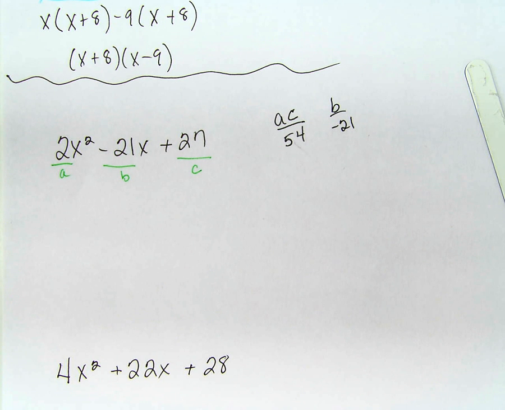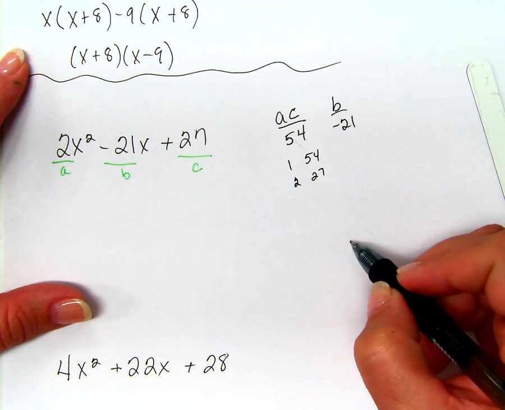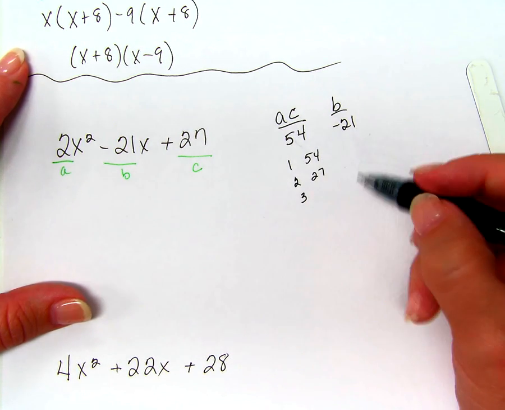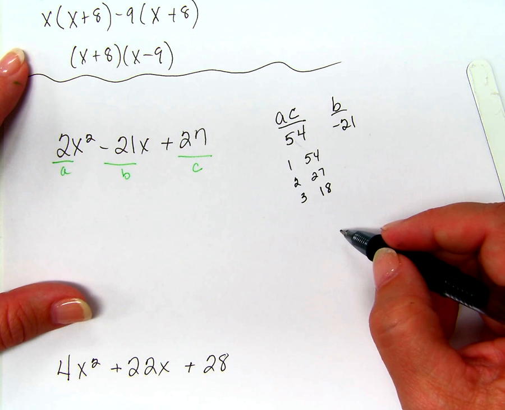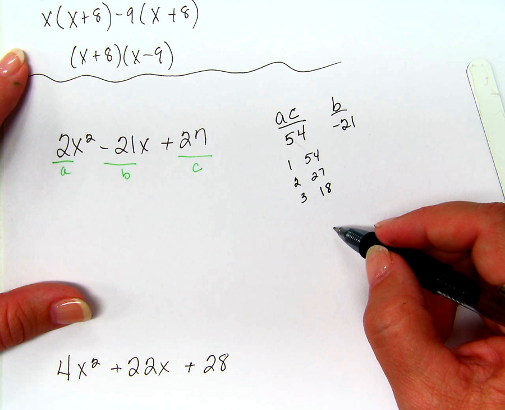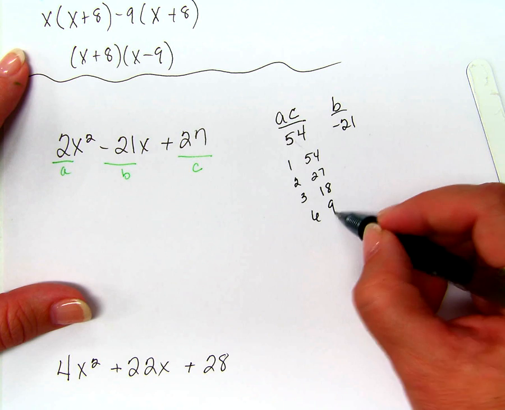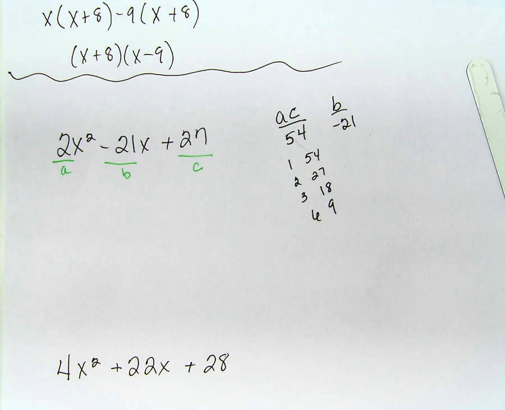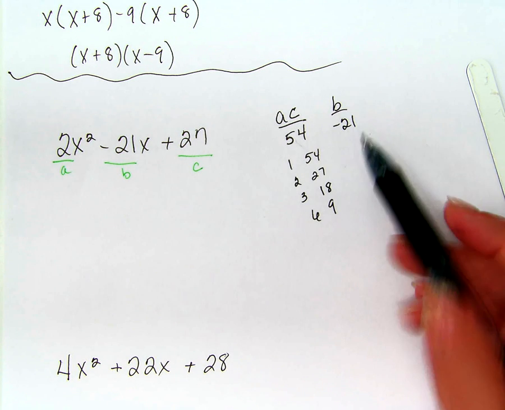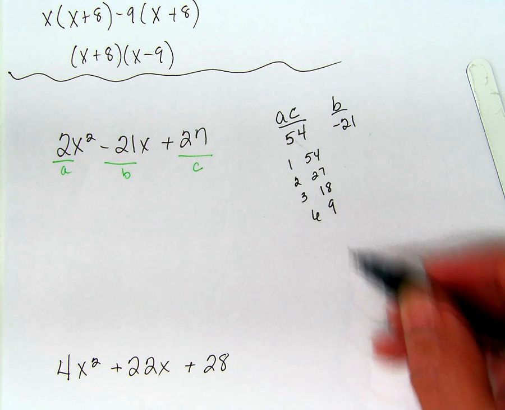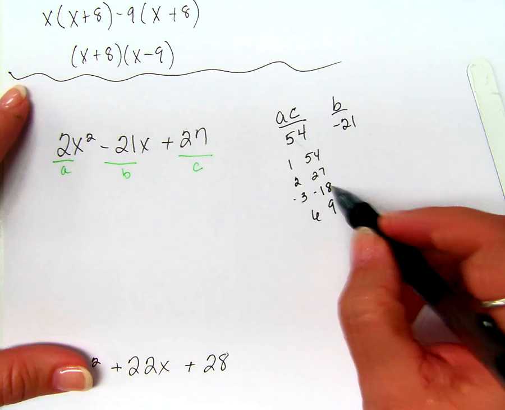Okay, so 1 and 54, 2 and 27, 3 works. What is it? 3, 18? Does 4 work? No. 5 doesn't work. 6? Is that 6 and 9? 6 and 9. 7 doesn't work. 8 doesn't work. So that's it, right? So I've got to multiply to be 54 and add to be negative 21. We can do negative 18 as long as we do negative 3, right? Okay? So that's my answer.